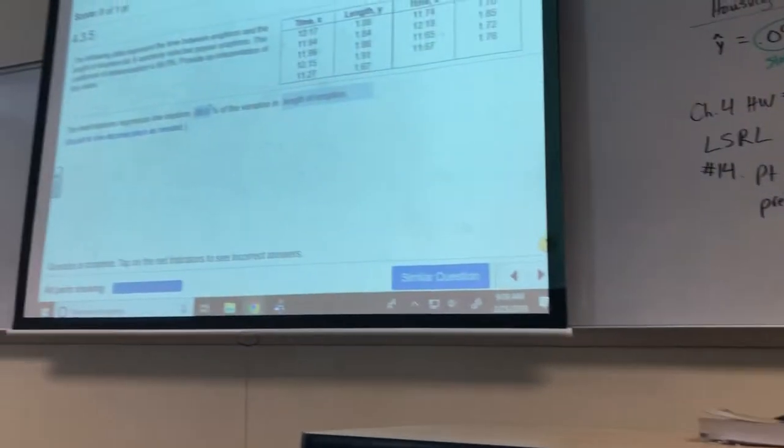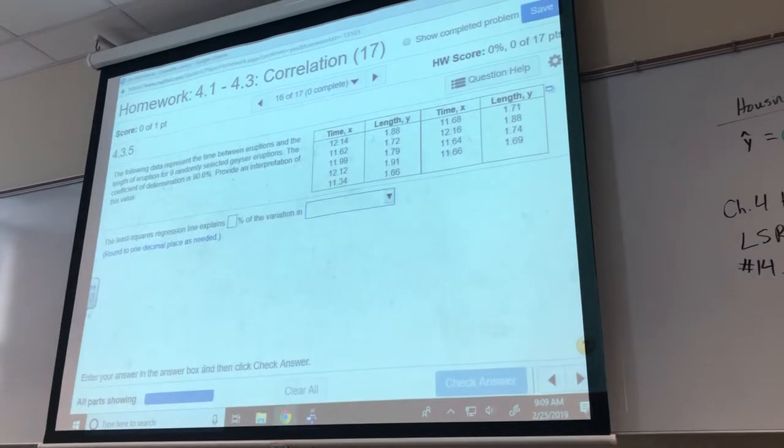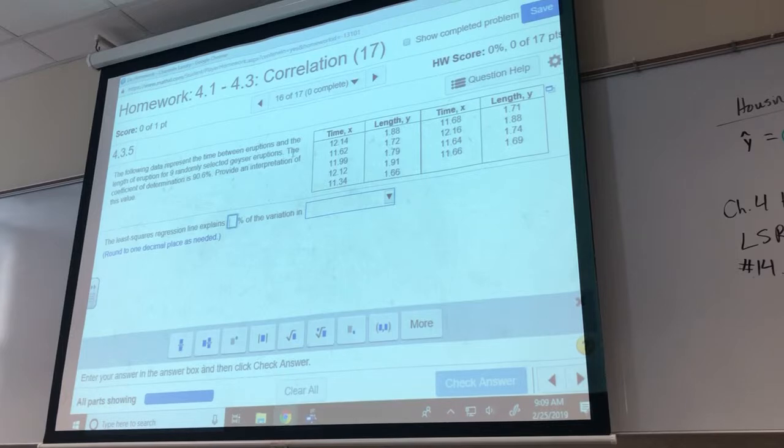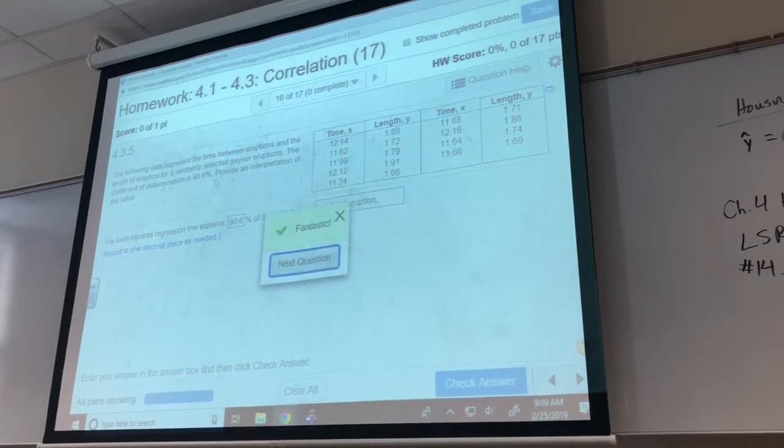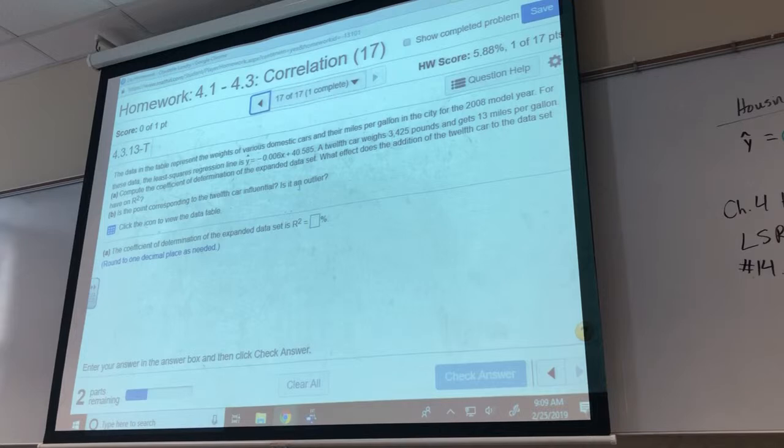Here's where I was saying for the least squares, let me do this one. The least squares regression line explains this amount. This one's not too bad. You actually don't have to put this one in your calculator because they say the coefficient of determination is 90.6, so that's going to be the number down here. You don't even need to move the decimal. So it's going to be 90.6 because that's how much of the variation is explained. But whenever we talk about variation, we want it to be the y value. The y value is the length, so we'll look at the length of eruption for that one. It's always the y value, not the x.